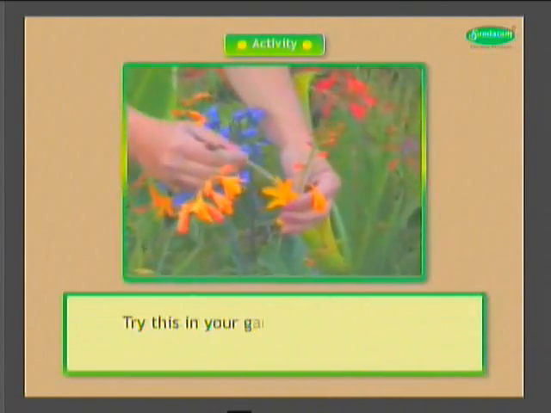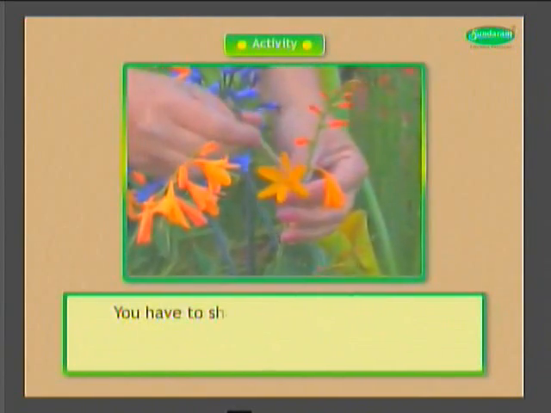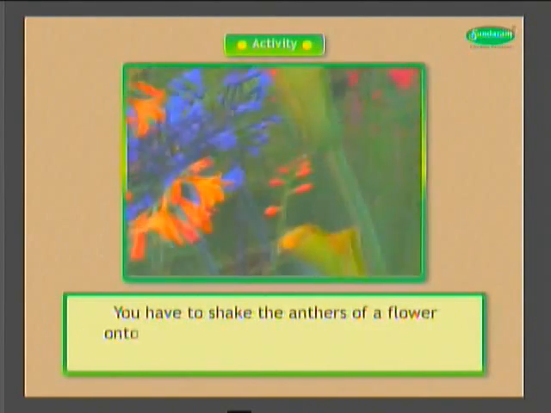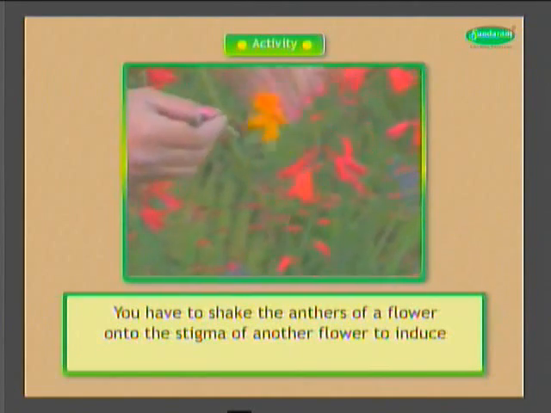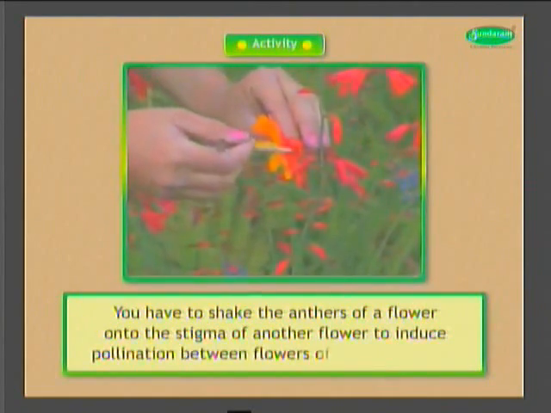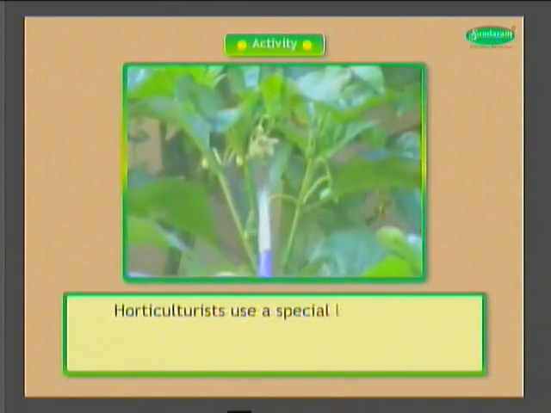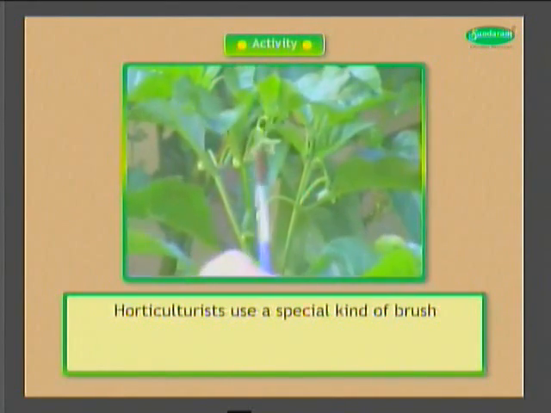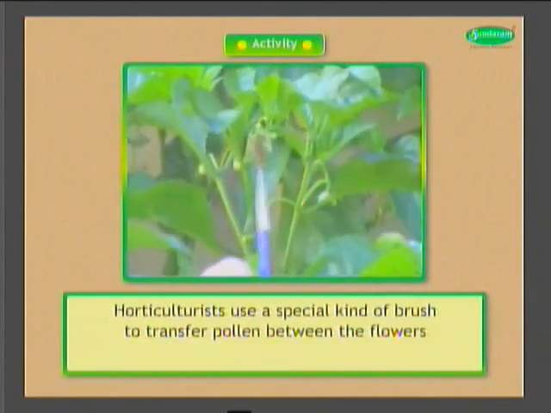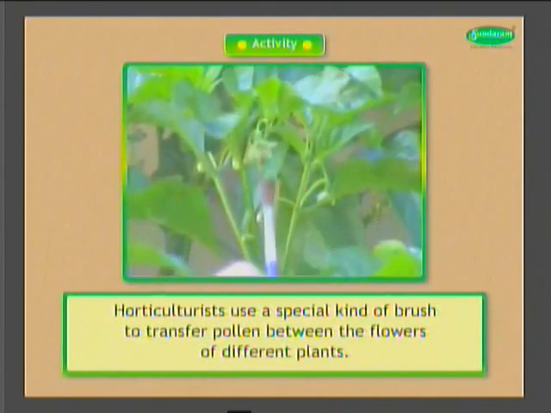Activity. Try this in your garden. You have to shake the anthers of a flower onto the stigma of another flower to induce pollination between flowers of the same plant. Horticulturists use a special kind of brush to transfer pollen between the flowers of different plants.